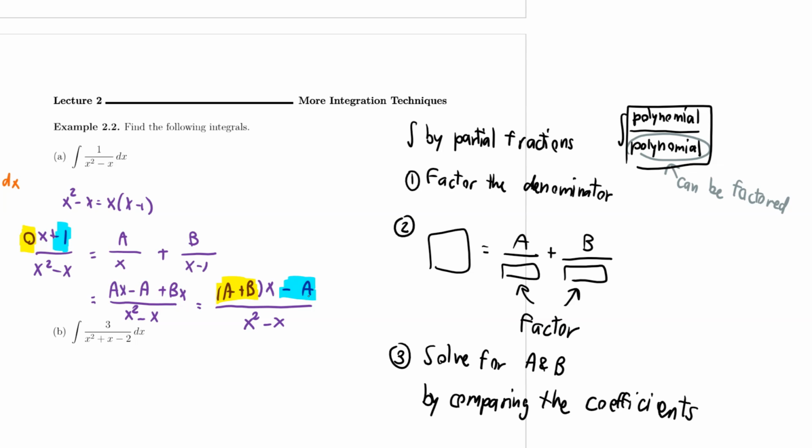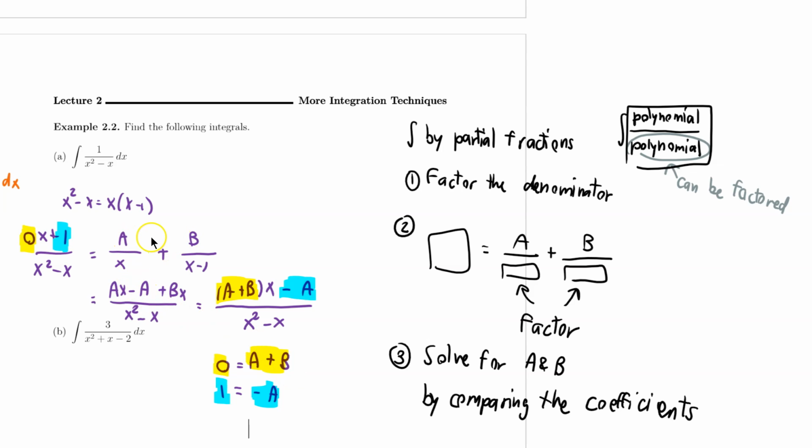So now I have two equations that I can solve. My 0 has to equal A plus B, this is the yellow equation. And I have that 1 has to equal negative A, this is the blue equation. So that means my A is negative 1 and my B is 1. I can plug that back in.